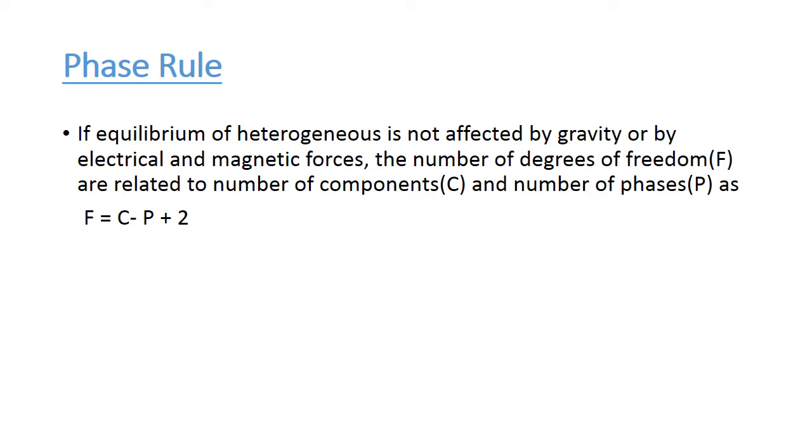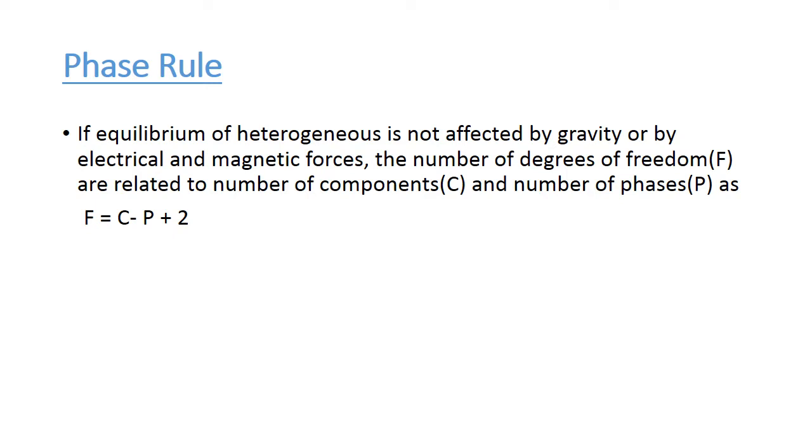If the equilibrium of a heterogeneous system is not affected by gravity or by electrical or magnetic forces, the number of degrees of freedom, that is F, is related to the number of components and number of phases as F is equal to C minus P plus 2. Student, you have to remember this formula. F is equal to C minus P plus 2.